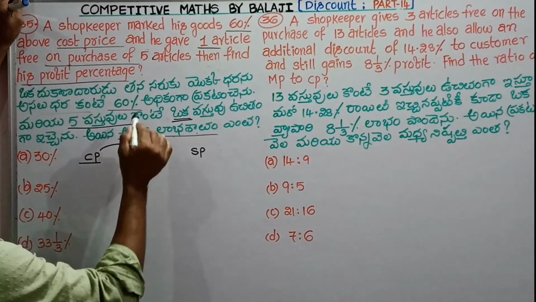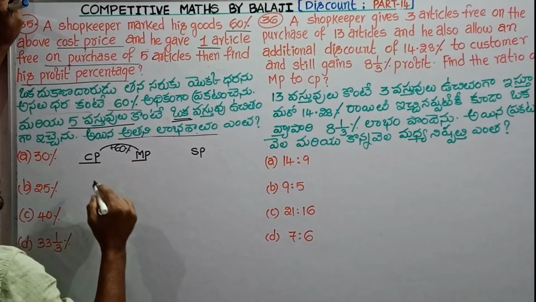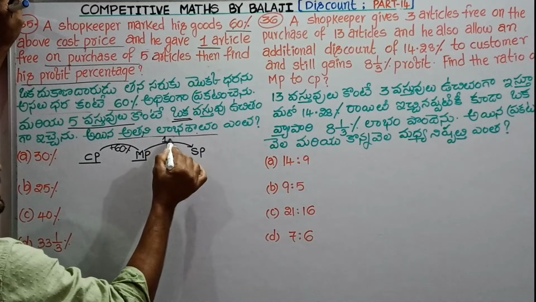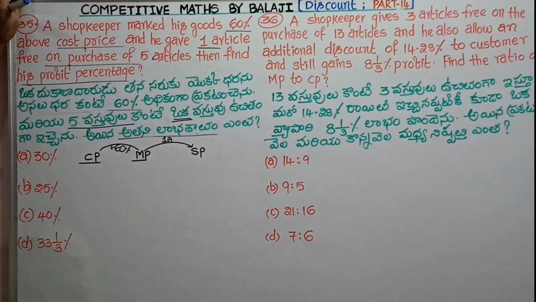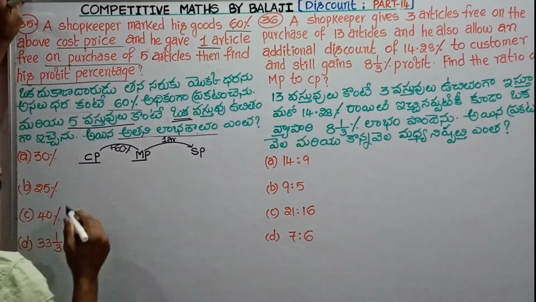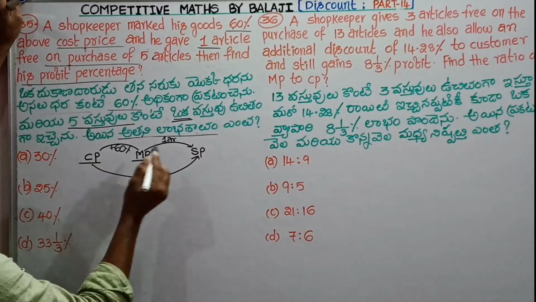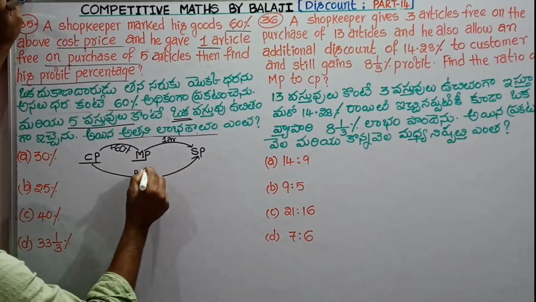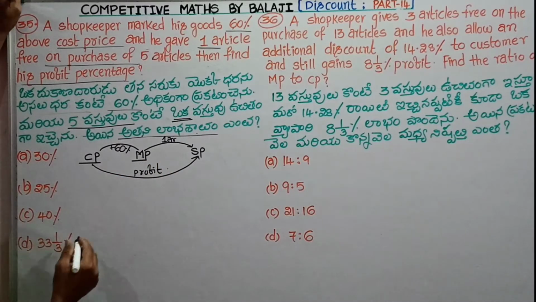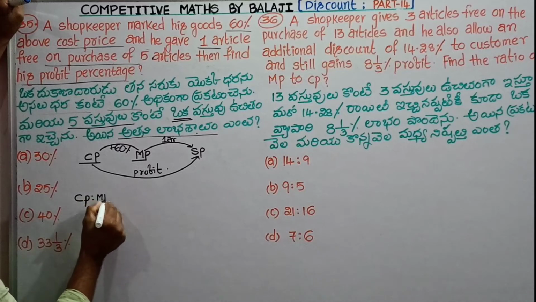Here markup is 60%, and he gives one article as discount. Discount is nothing but the difference between market price and selling price. Then the net effect is profit, that is the difference between selling price and cost price. Okay.